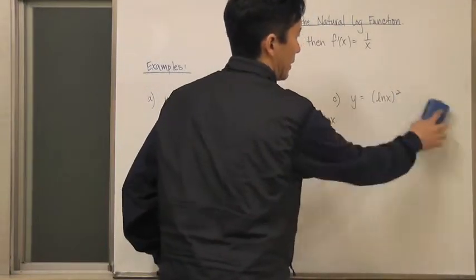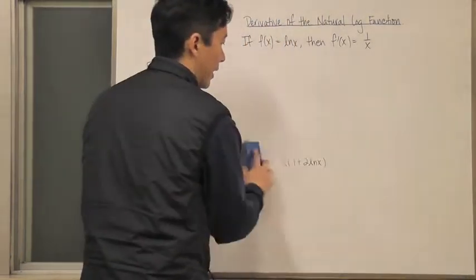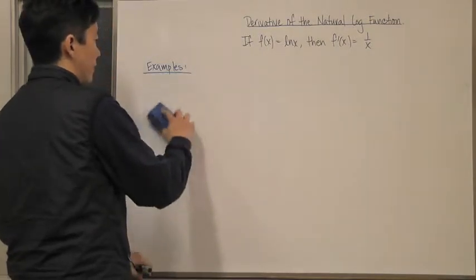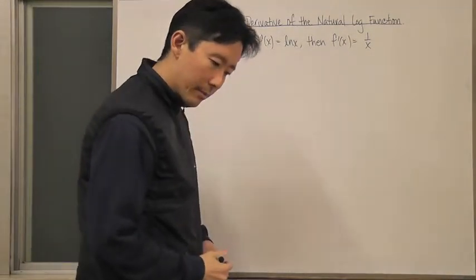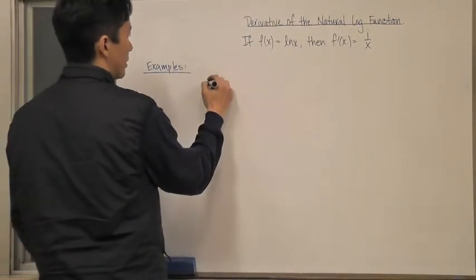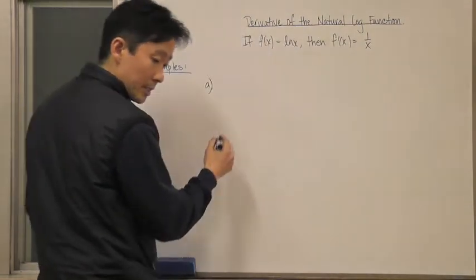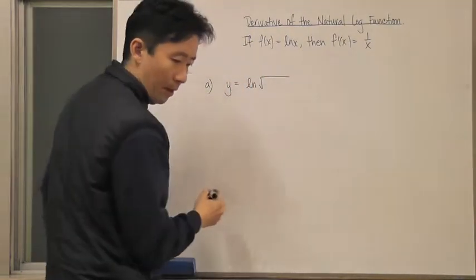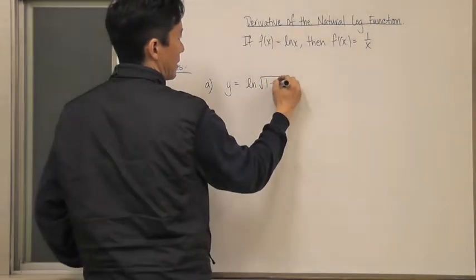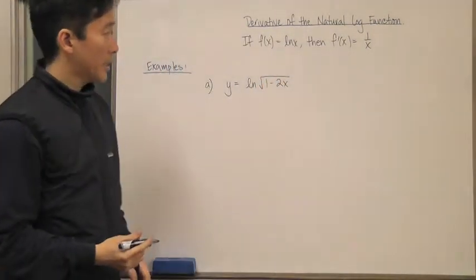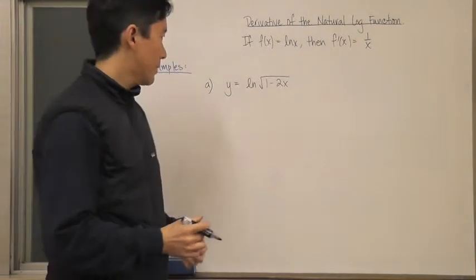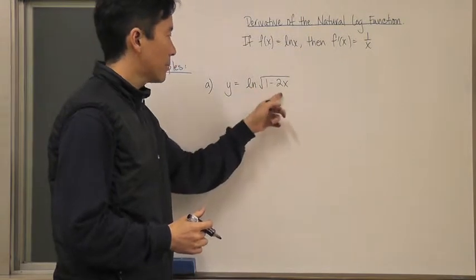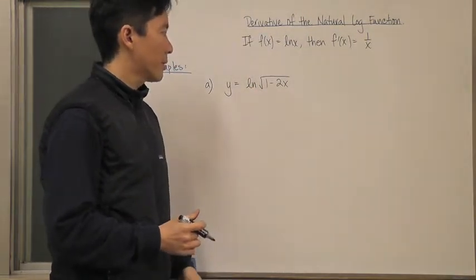Now, there's something else we want to consider, and these are much more difficult examples, but if you use your rules of logarithms, then these actually become quite simple. So let's take a look at one example here, and this is y is equal to the natural log of the square root of 1 minus 2x. Now, this could actually be a really difficult problem because we have this complicated composite part here, which is the square root of 1 minus 2x.